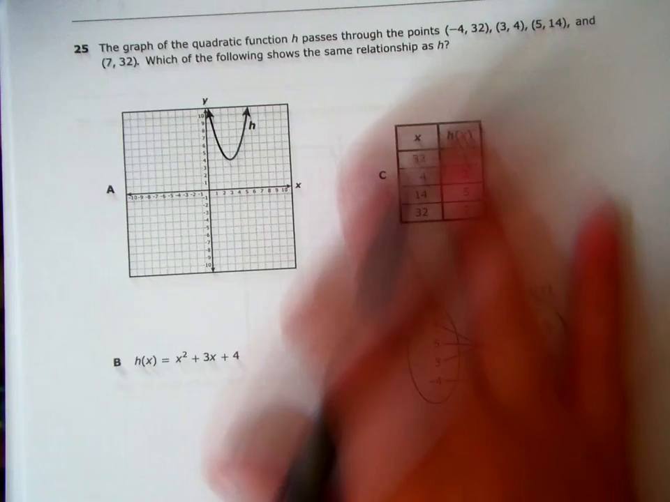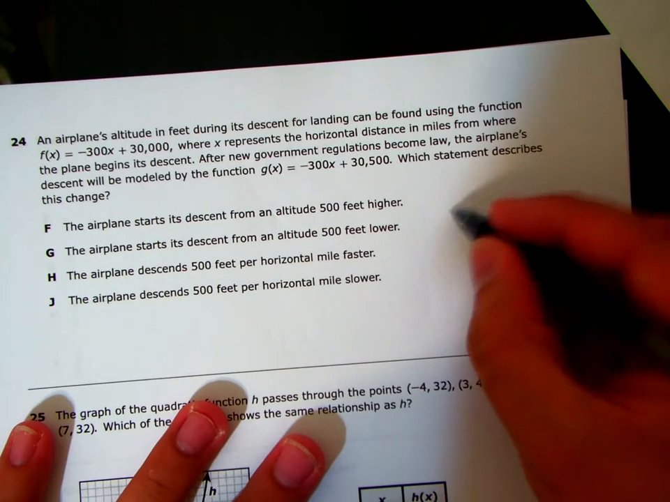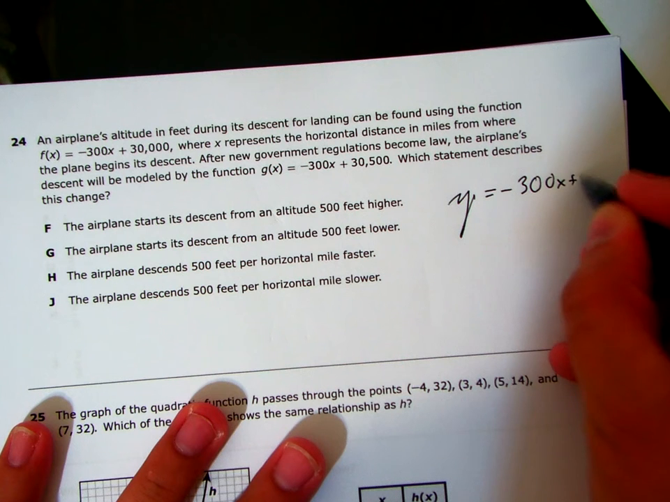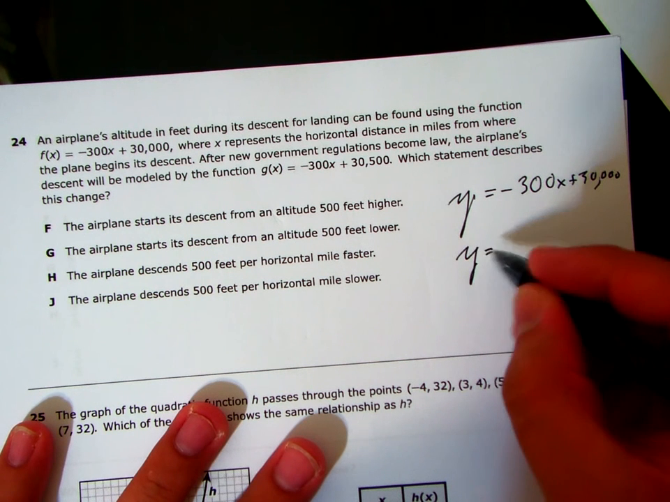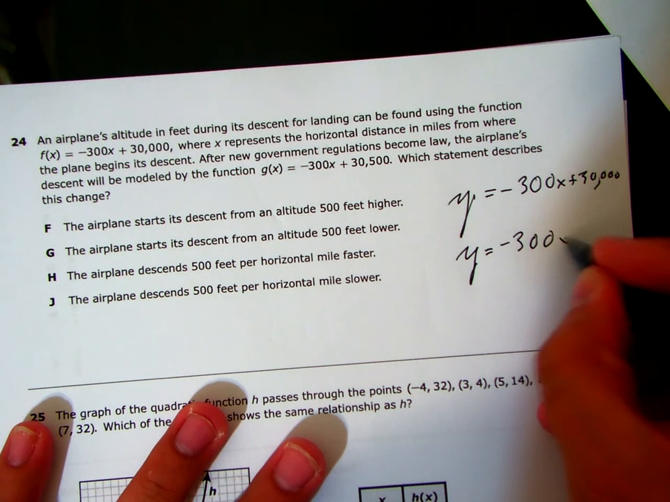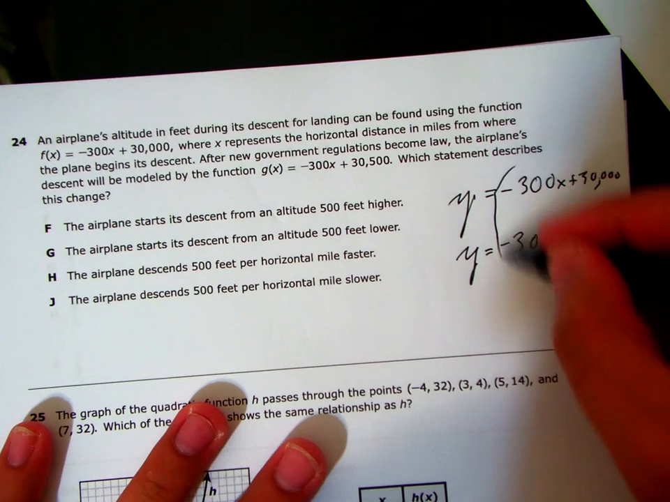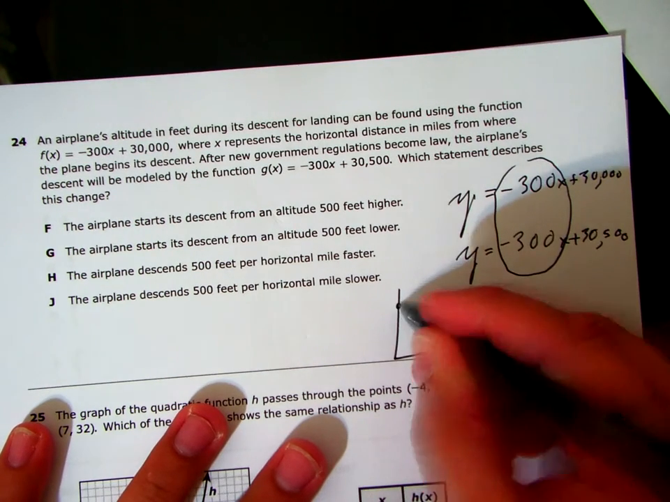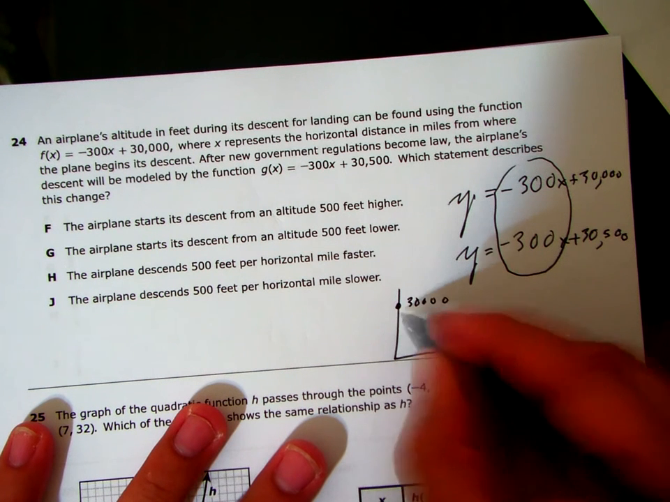Okay? Now number 24. Okay? 24, again, we have 2 equations. We're comparing 2 equations. Okay? And then the other one is what? Negative 300x plus what? 30,500. As you notice, the slope is the same. So all that changes is the y-intercept. Where it starts on the y-intercept. One starts higher at 30,500. The other one starts at what?